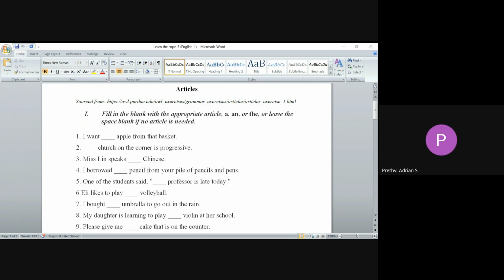Nothing, ma'am. No article. She is learning to play. This has a rule that is opposite to that of the names of sports. So you will use the here. You will have to say, my daughter is learning to play the violin at her school.